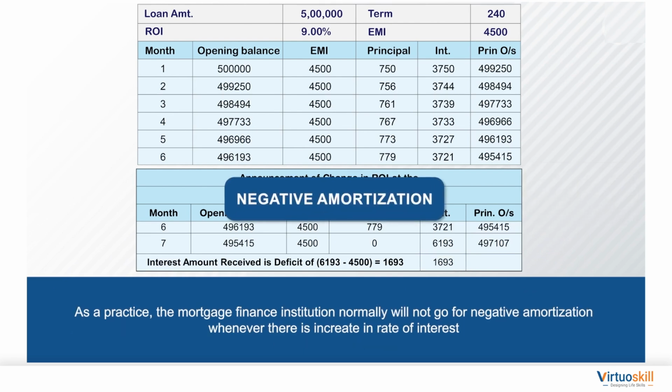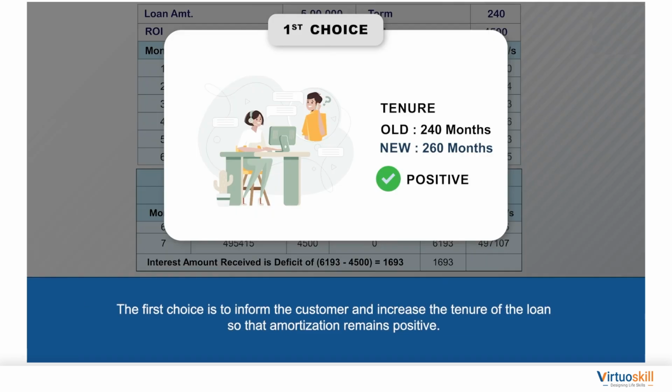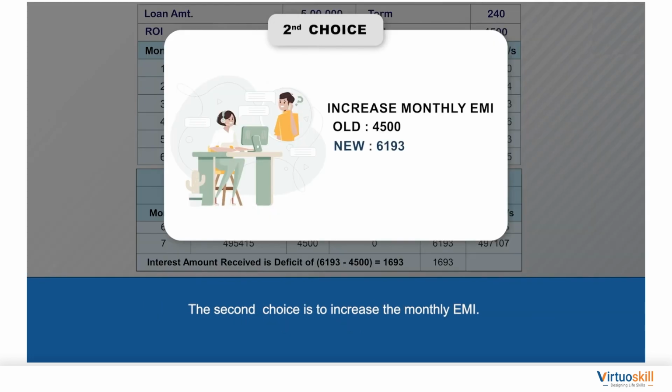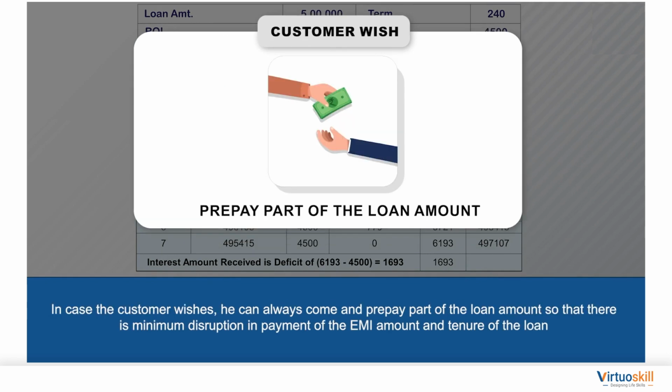As a practice, the mortgage finance institution normally will not go for negative amortization whenever there is an increase in rate of interest. The first choice is to inform the customer and increase the tenure of the loan so that amortization remains positive. The second choice is to increase the monthly EMI. In case the customer wishes, he can always come and prepay part of the loan amount so that there is minimum disruption in payment of the EMI amount and the tenure of the loan.